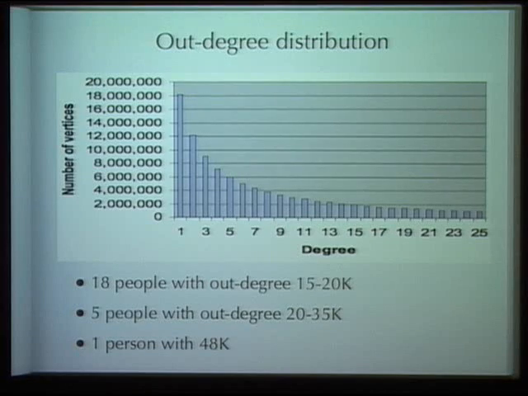If you look at the out degree distribution of such a graph, it falls fairly fast, but nevertheless, heavy tails exist. So for example, there were 18 people with out degree of 20,000, and 5 people with 20 to 35. And there was 1 person with 48,000 buddies. So as you can imagine, things changed in the software after we found this. So there were hard limits imposed on how many buddies one could have. The point, though, here is that fat tails exist.